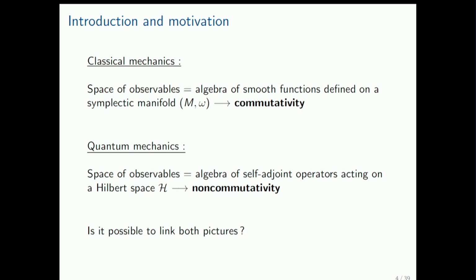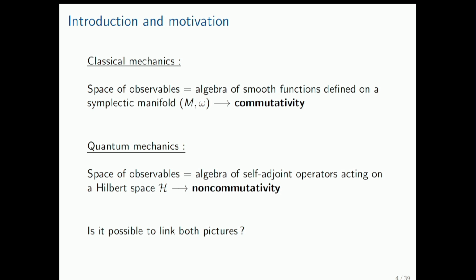So, first observations. In classical mechanics, we deal with a space of observables, so things we want to measure. This space is an algebra of smooth functions defined on a symplectic manifold, and so naturally we have commutativity in the product law between the functions.